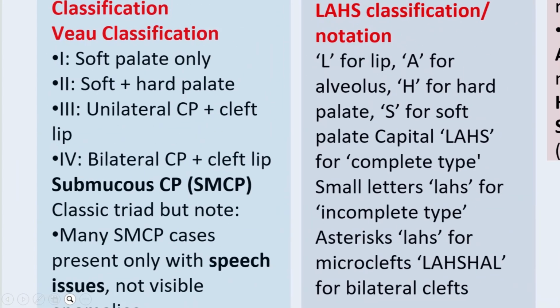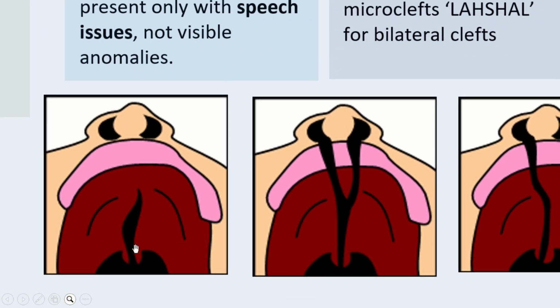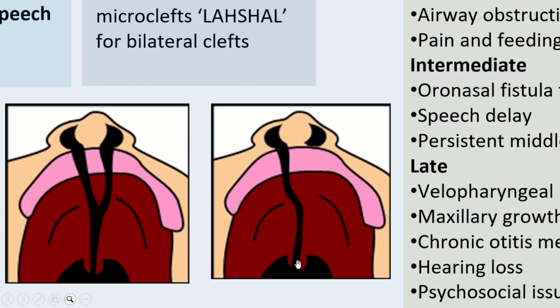So when we look at this imaging, we are seeing that here you're having a cleft palate only, and it's on the soft palate. This one's a cleft palate with a cleft lip, and this is bilateral. Then we have a unilateral one, which is a cleft palate with a cleft lip.